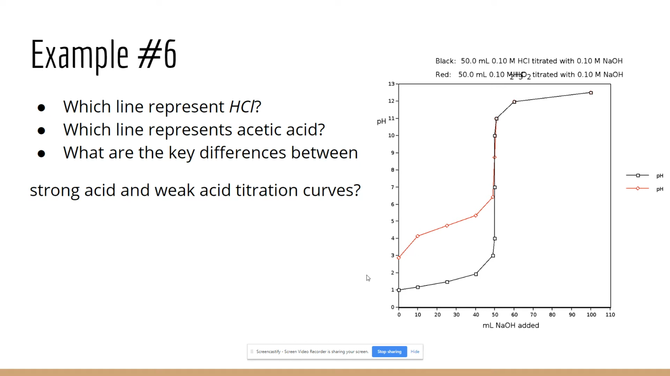We're also seeing more of what's called a buffering region with the acetic acid, meaning that there is a region where there's just minimal changes in pH before the pH jumps right up. Whereas with HCl, it's 1 and then maybe like 1.10. So we're seeing that the pH pretty much jumps right from like 1.5 to like 12. And that's just something you can expect to see with a strong acid being titrated with a strong base.